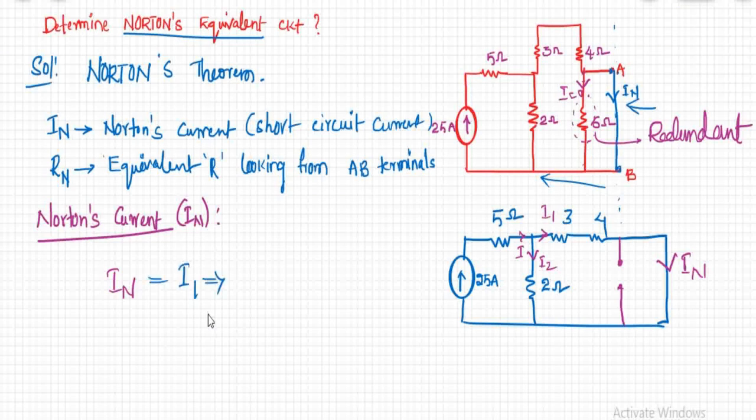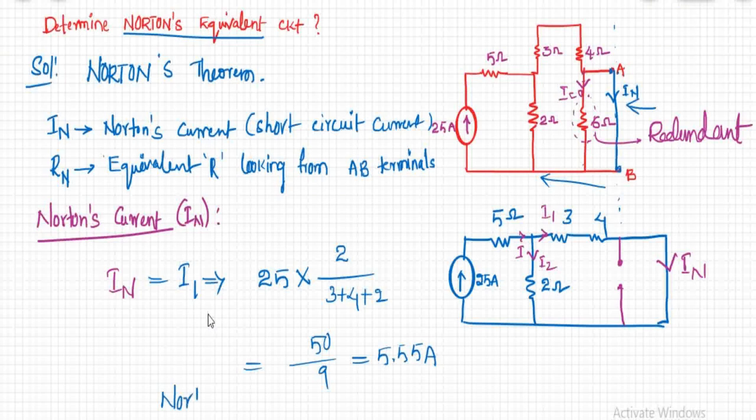I1 is equal to, if you apply the current division rule, the current is being divided into two currents here. So source current is 25 amperes, into the opposite resistance 2 ohms, divided by the total resistance 3 plus 4 plus 2. That is 50 by 9, so that will be equal to 5.55 amperes. We got our Norton's current value. Norton's current, that is nothing but the short circuit current at A and B terminals, IN is 5.55 amperes. We got one variable out of 2.